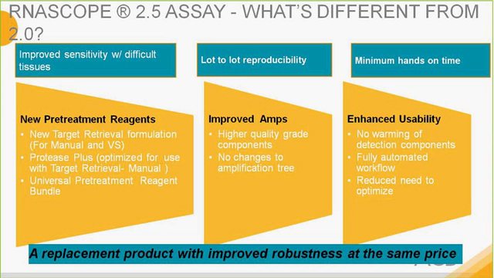And lastly, with RNAscope 2.5, there is an enhanced usability with minimal hands-on time, meaning there's no need to warm the detection components. And there's now a fully automated workflow for both the Ventana and Leica systems. And in many tissues, there's a reduced need to optimize pretreatment conditions. And most importantly, just to note that this is a replacement product with improved robustness at the same price.